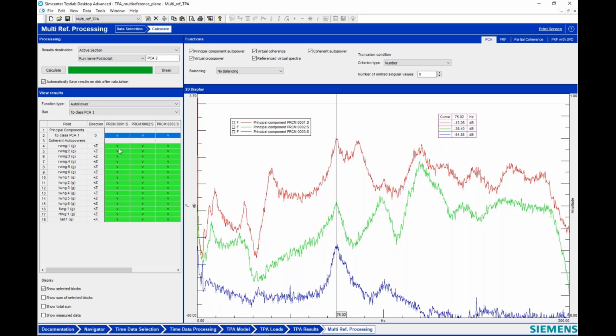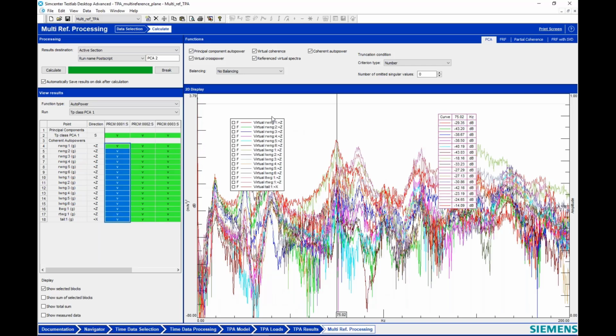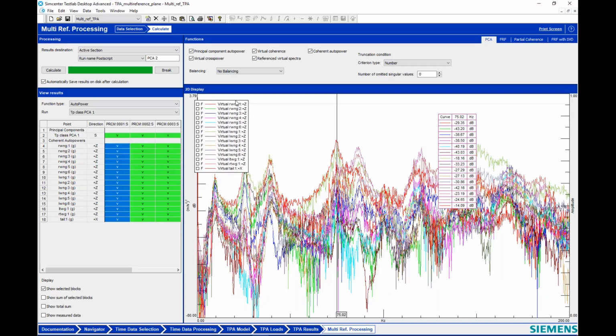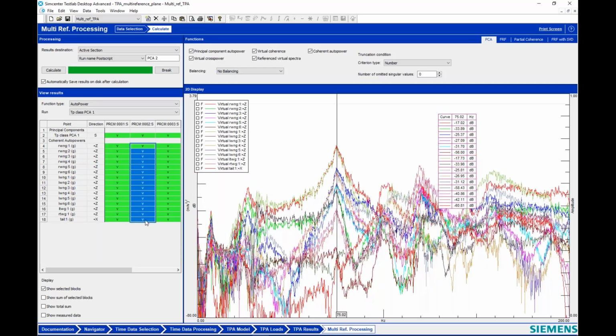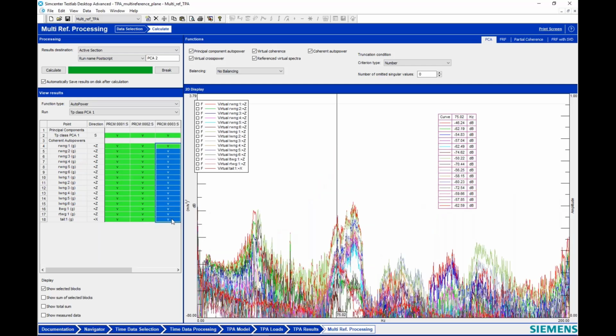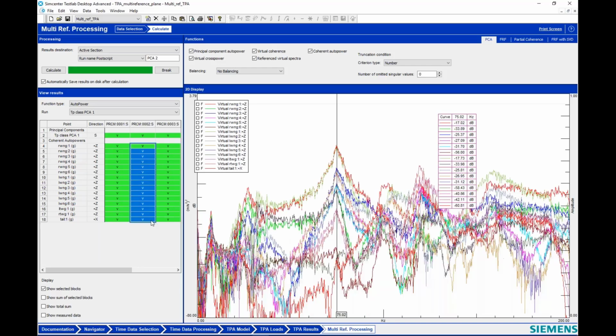Another way to look at that is this is the auto powers with respect to the first virtual reference. They're fairly clean. This is with respect to the second virtual reference, fairly clean comparatively. So these ones are really poor. If I look at the virtual auto powers with respect to the third principal component, it's quite a bit noisier than the first two. So that also tells me I want to perhaps discard that third principal component.